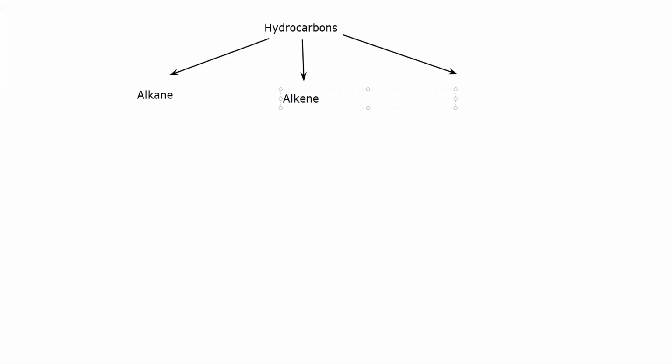So basically these hydrocarbons can be alkane, alkene, alkyne. Alkane means between the two carbon atoms, there should be a single bond. Alkene means between the carbon atoms, there should be a double bond. And alkyne means between the carbon atoms, there should be a triple bond.